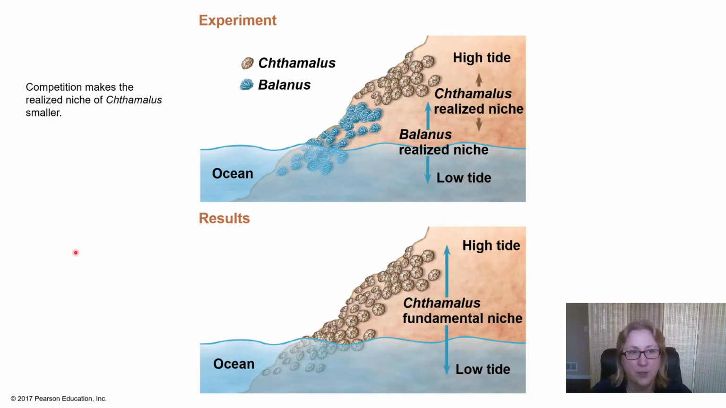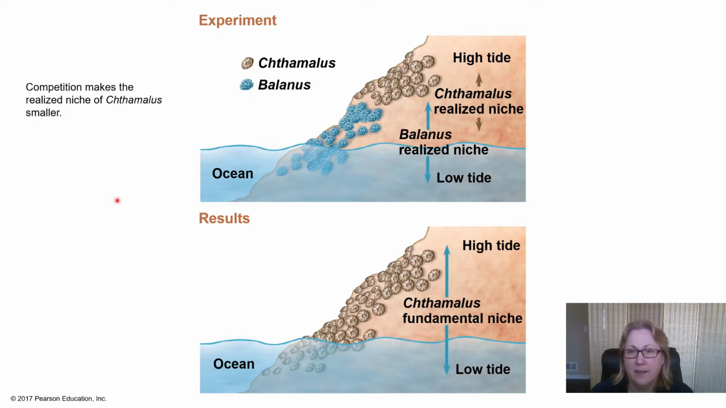One is with two different barnacle species. So barnacles are non-motile. They're motile in the larval stage, but once they are adults, they don't move anymore. They glue themselves to a rock. And here are two different genera of barnacle, Chthamalus and Balanus, or Balanus. I don't know how you pronounce that.